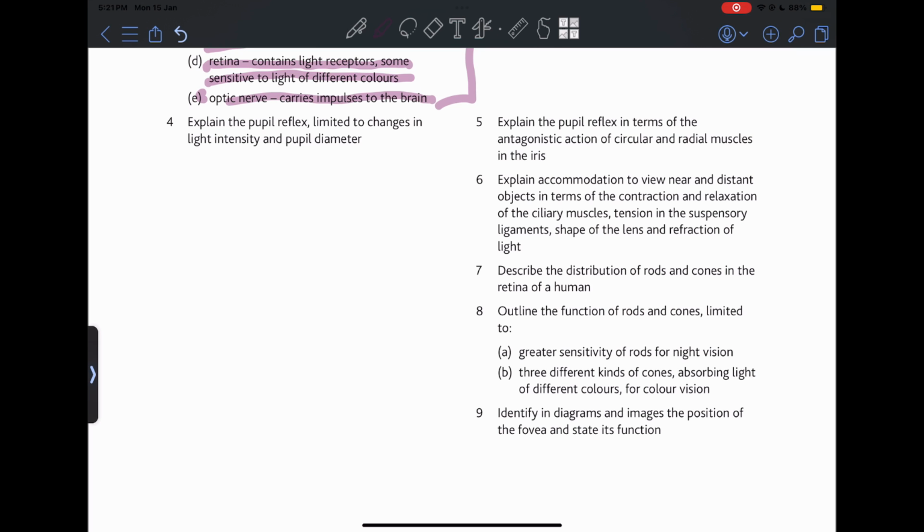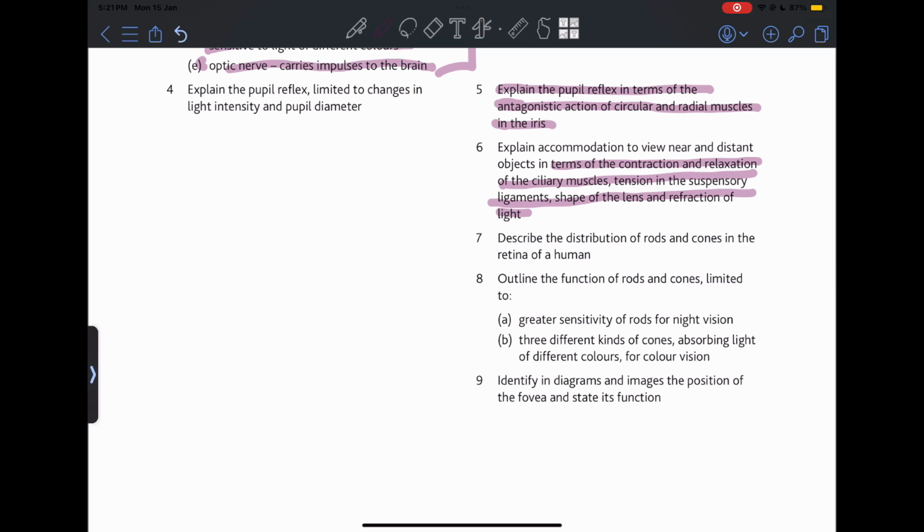You also have to know the distribution of rods and cones in the retina of a human. So you have to know where the rods and cones are in our eye. Outline the function of rods and cones limited to greater sensitivity of rods for night vision. So rods are basically responsible for your night vision, which is black and white, and the cones are responsible for absorbing light of different colors for the color vision. So cones are for color vision, and they provide red, green, and blue colors so that you can see those colors.